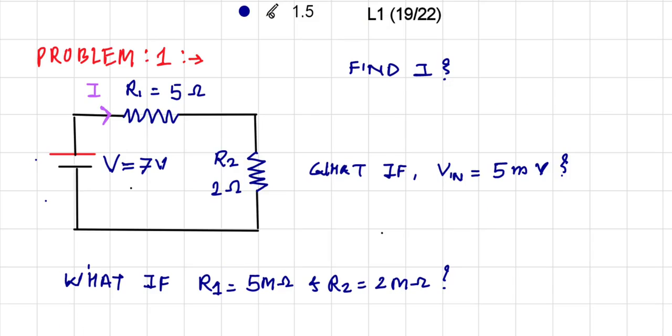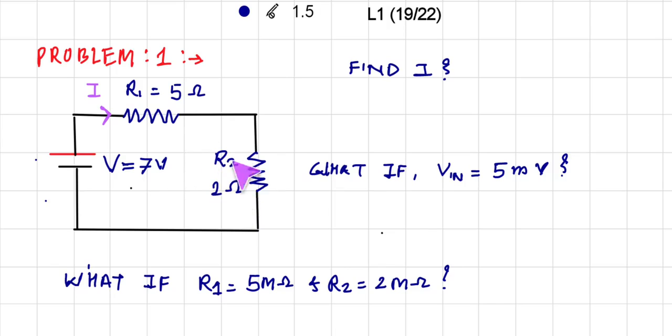Okay. Now let us start to discuss some primary things and problems related to this chapter. So students, here it is simply for confirming understanding of the topics. So here it is problem 1. In this figure it is shown that there is a battery with potential V is equal to 7 volt and current I is flowing through it. So here R1 is equal to 5 ohm and R2 is equal to 2 ohm.